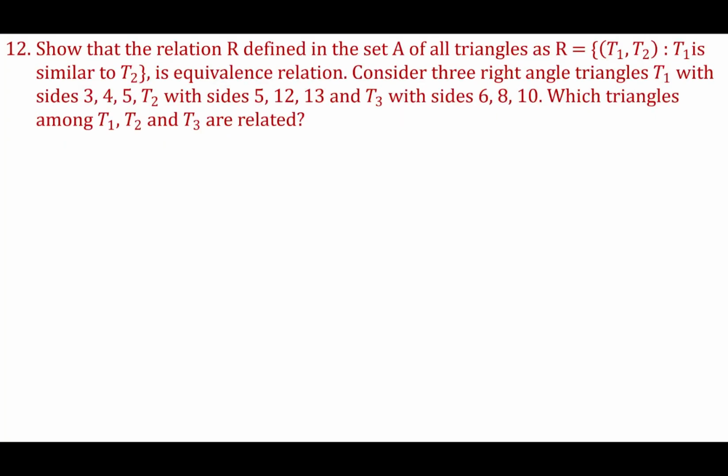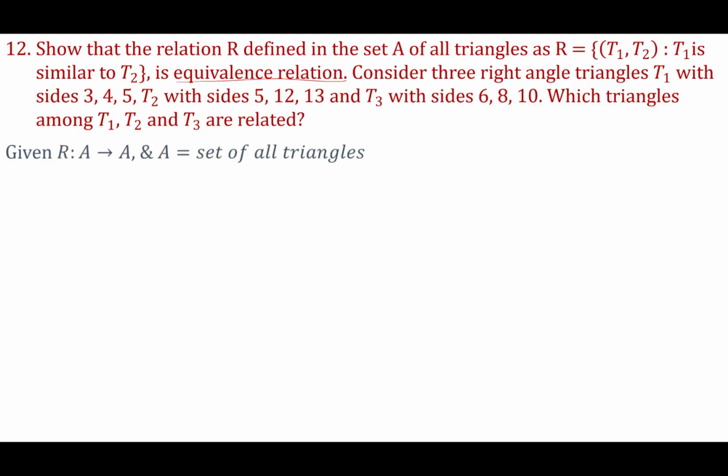Question 12. Show that the relation R defined in the set A of all triangles as R equals {(T1, T2): T1 is similar to T2} is an equivalence relation. So in this question, there are two parts. The first part is we have to show that the given relation is an equivalence relation.